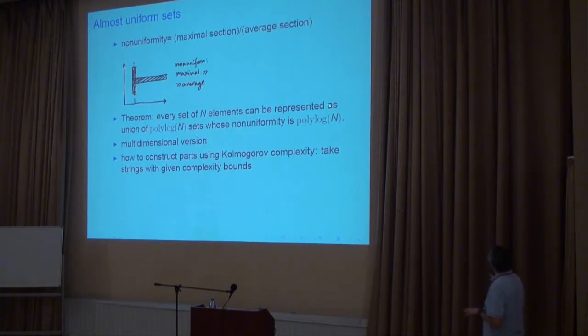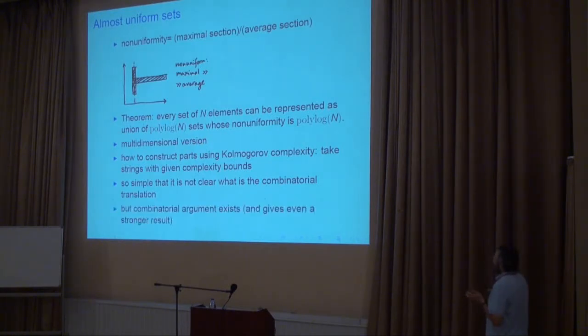The parts which we want to use for covering are just the sequences of tuples of strings which satisfy some complexity bound. So the complexity of different things is bounded by different constants. These are the parts, and it's easy to see that all the parts are almost uniform, and there are not many of them. The Kolmogorov complexity proof is so simple that it's not clear how we can translate it to a combinatorial one, because there is almost nothing to translate. But you can find a combinatorial argument, and you can even prove a stronger thing with it. But this combinatorial argument looks completely different. It's not a translation of the complexity one. So this is our next example.